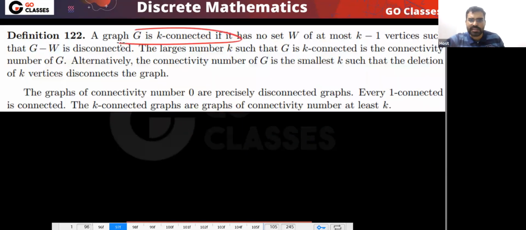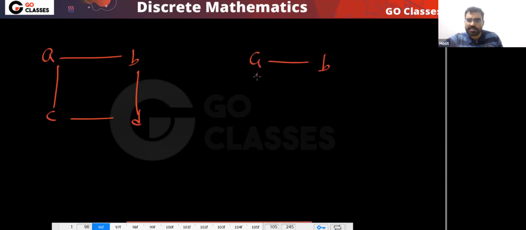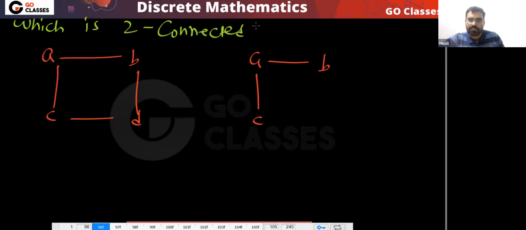Your graph is K connected if the connectivity number is greater than or equal to K. Like I can say this graph is 2 connected. Look at this graph A, B, C, D, and look at this graph A, B, C. Which graph is 2 connected? G1 or G2? 2 connected means double connected.